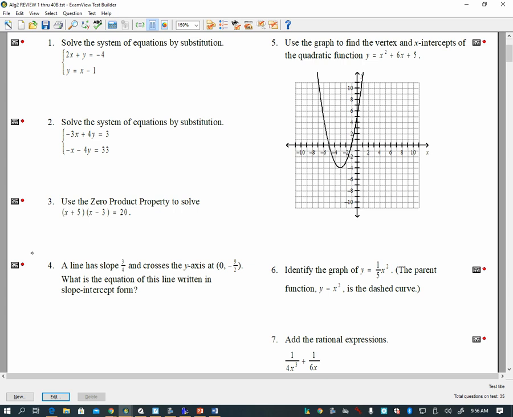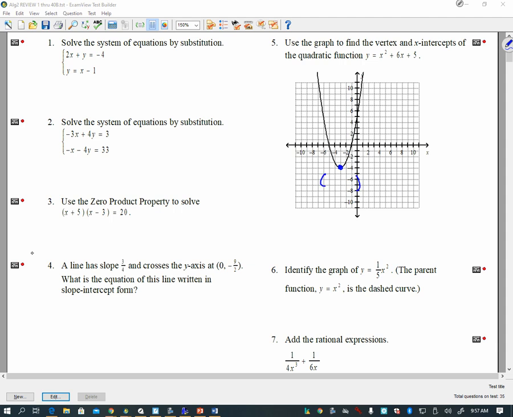Use the graph to find the vertex and x-intercepts of the quadratic function. At this point, you can really just look at the graph, right? So the vertex of any parabola is going to be either the maximum or the minimum. Here, there's a minimum. Okay, so we're looking at that coordinate where it reaches its absolute bottom trough point, which we should be able to see here.